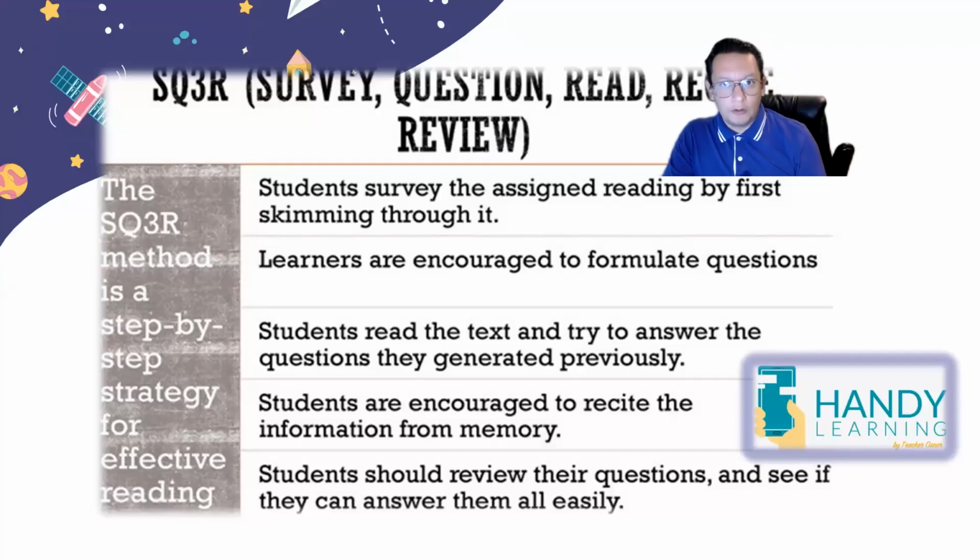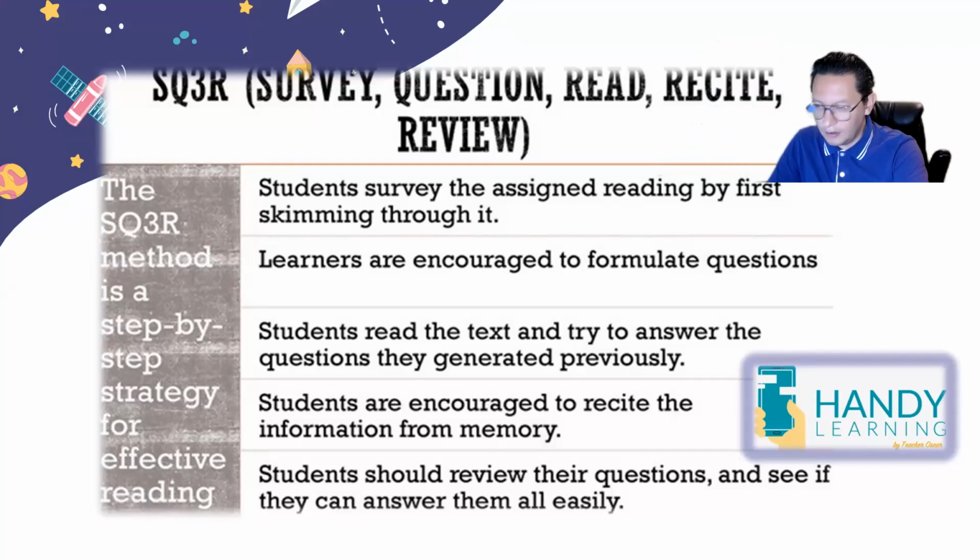Something important about reading is that there are different methodologies, different approaches to follow when we teach reading. The first one is called SQUARE. We actually pronounce it square, but we spell it SQ3R. What does that mean? Survey and question and 3 R's: read, recite, review.